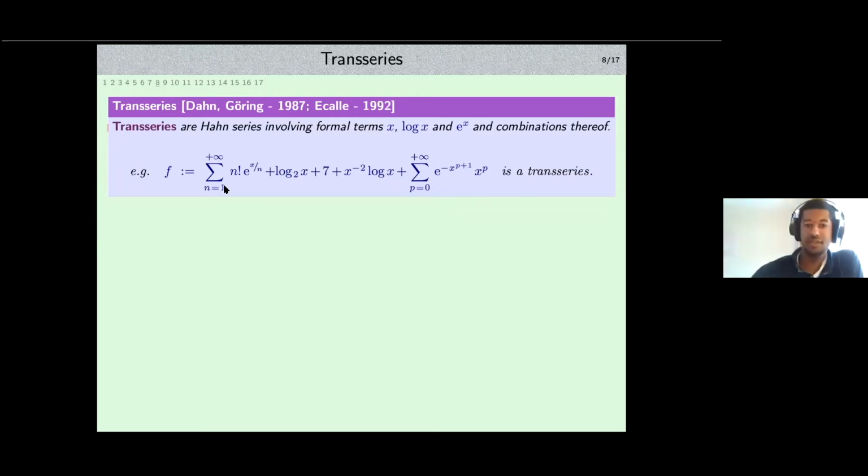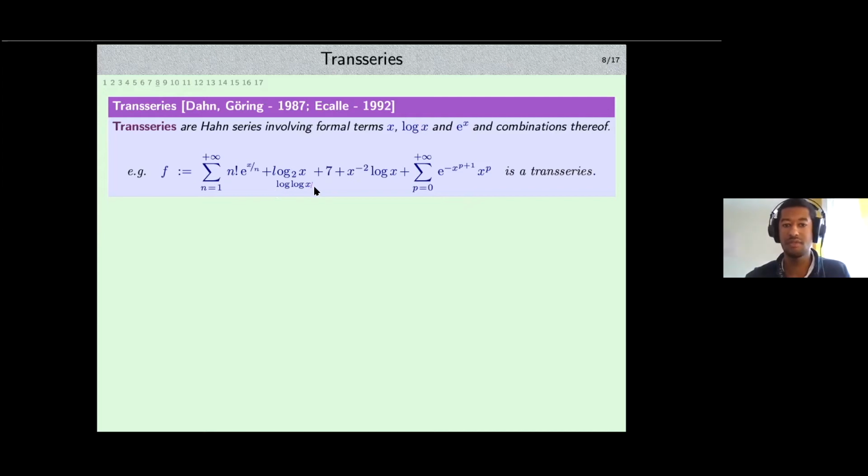So transseries are just formal sums involving a variable x, which is a sort of formal counterpart to the identity function, a variable logarithm log x, and an exponential e of x, which are just formal terms. They are not really functions. Then you can combine them in many ways. So, for instance, this is just log of log x. I just write log 2. So this is a transseries.